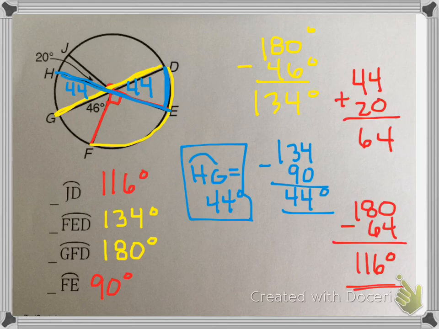Let me explain this. So now I have the 44 degrees, and they tell me that arc JH is 20 degrees, or this angle is 20 degrees. So I added 44 and 20 and got 64. Then I knew GD was a diameter, so I know from G all around to D is 180. So I do 180, take away 64, and that gives me this as 116.